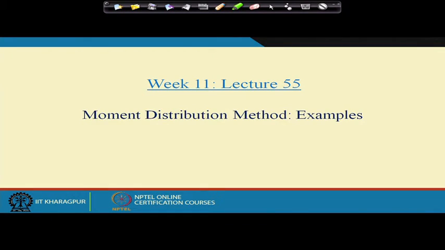We have discussed the concept of the moment distribution method, and that concept was also demonstrated through one beam example. What we will do today is give you an example of an indeterminate rigid frame, and see how moment distribution can be applied to get the unknown internal forces. Now, let us show you the example that we are going to do today.